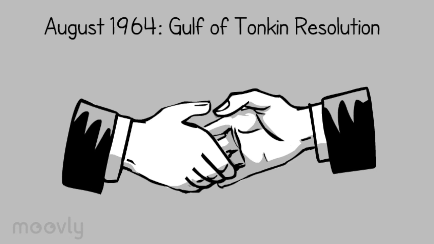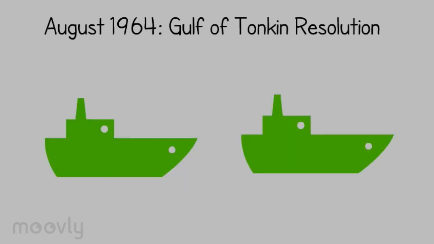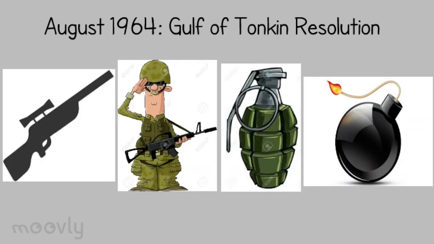In August 1964, U.S. Congress passed the Gulf of Tonkin Resolution after North Vietnamese soldiers attacked 2 U.S. warships. This resolution enabled the U.S. to make use of non-nuclear military forces without a formal declaration of war.